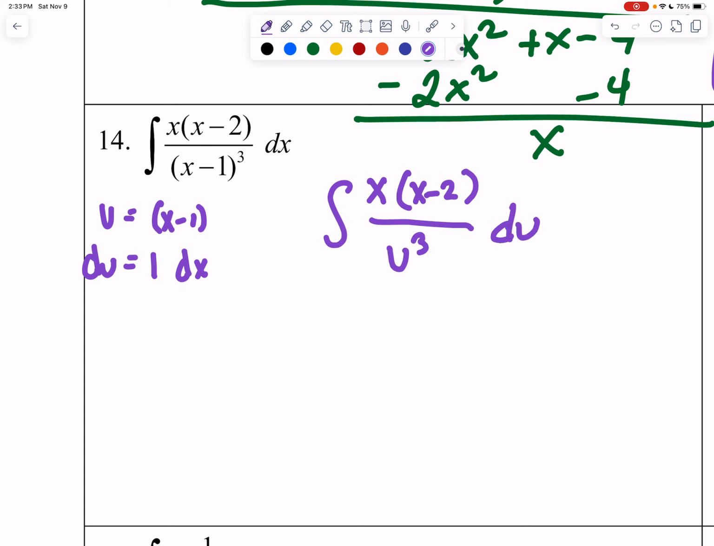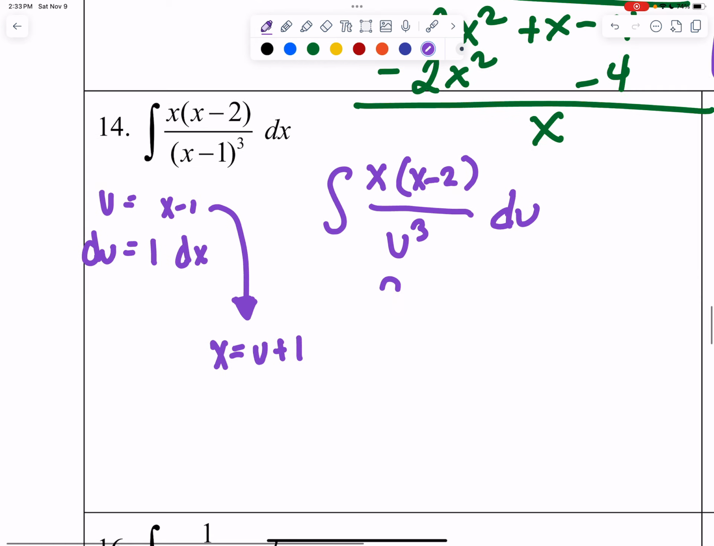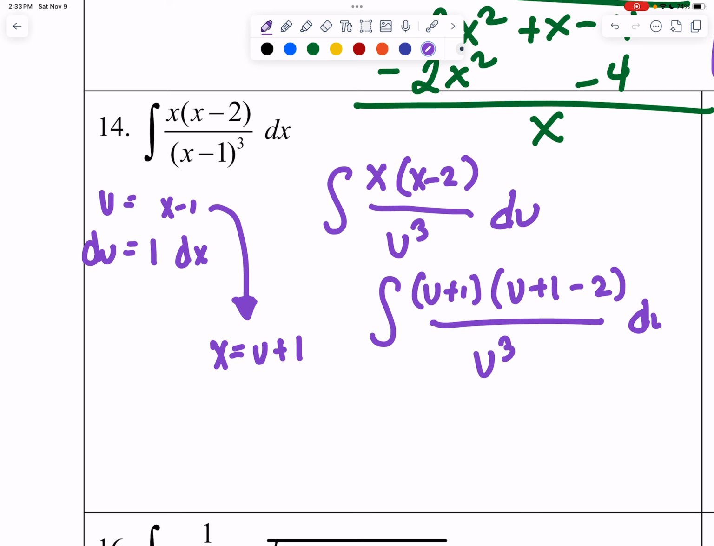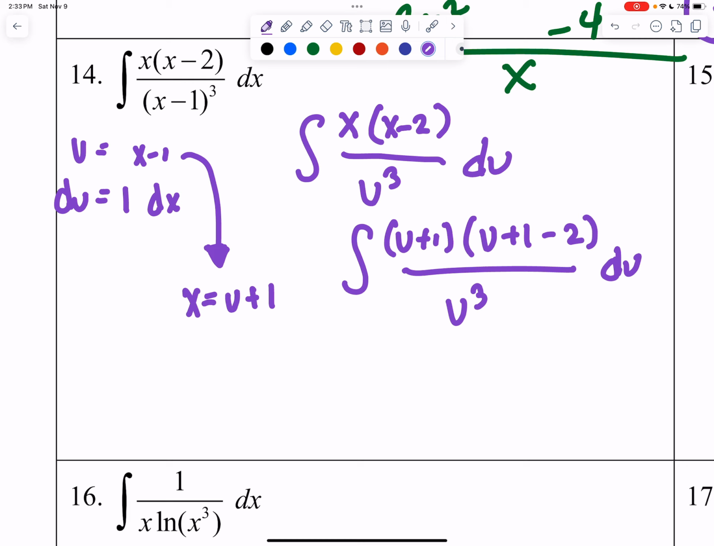Can't cancel out any of the x's, so what I'm going to have to do in terms of this right here is go ahead and rewrite x so that it is in terms of u, like we did in the last unit. So x in terms of u is going to be u plus 1. So then I'm going to have the integral of u plus 1 times u plus 1 minus 2 over u to the third du. I'm going to simplify here a little bit, so that's going to be u minus 1.